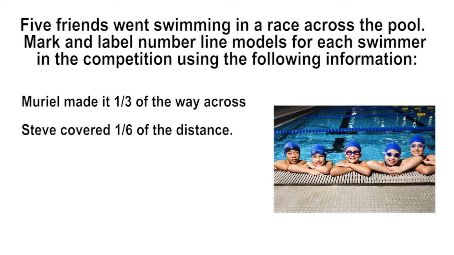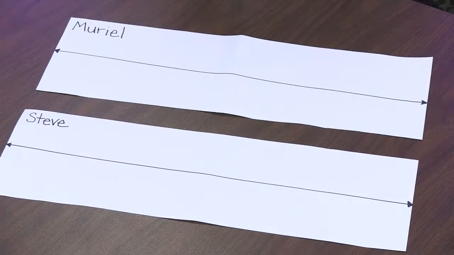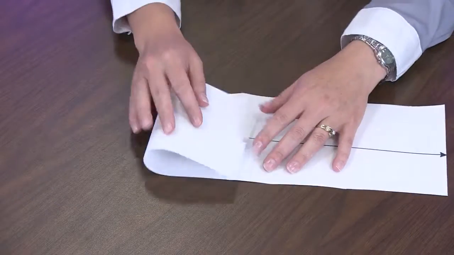I am going to look at just Muriel and Steve's information to show you one possible strategy your child could use to solve this task. I've put some number lines on paper strips like fraction strips to help me solve this problem. I have 2 strips of paper that are of equal length to represent the distance Muriel and Steve swam. Each strip represents one whole.